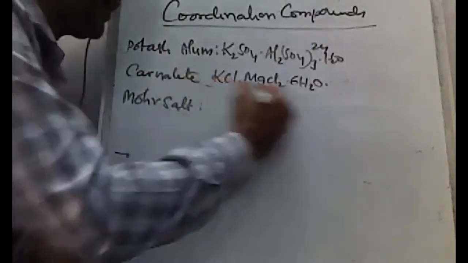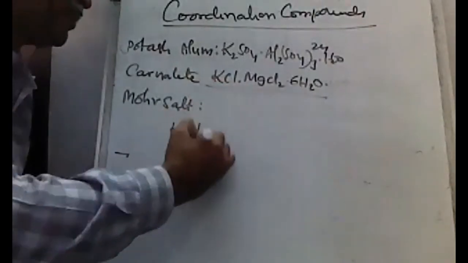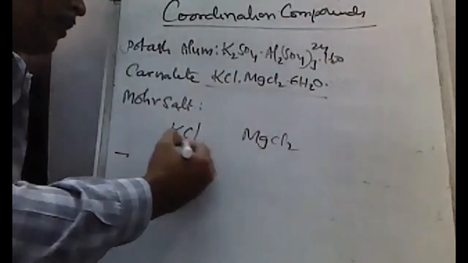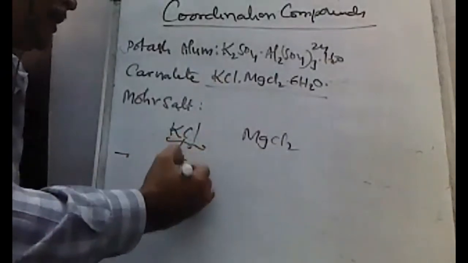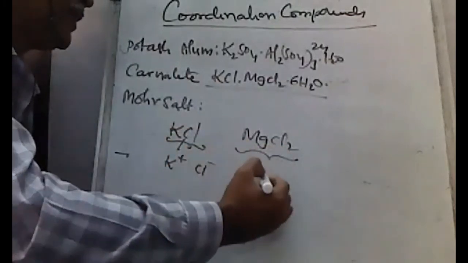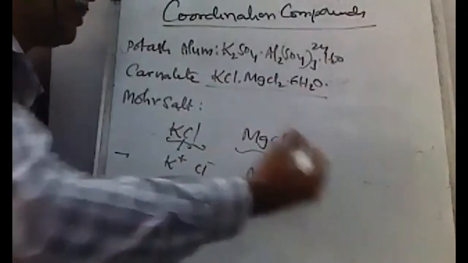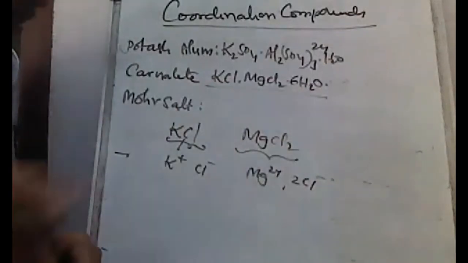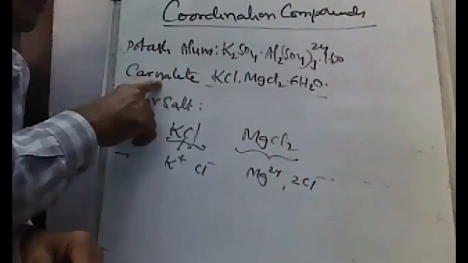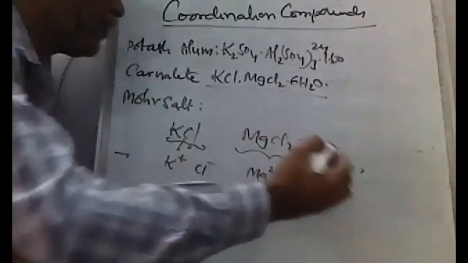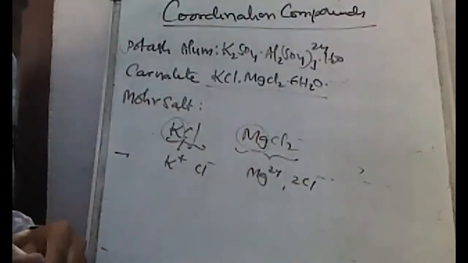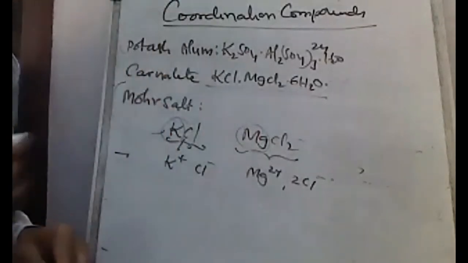If you take carnallite, it consists of two simple salts: potassium chloride and magnesium chloride. When these are alone, they give characteristics just for potassium ions and chloride ions, whereas the other gives magnesium ions and chloride ions. Once it forms an addition compound, when dissolved in water, if it again behaves like normal potassium ion, magnesium ion and chloride ion, then we call it a double salt.